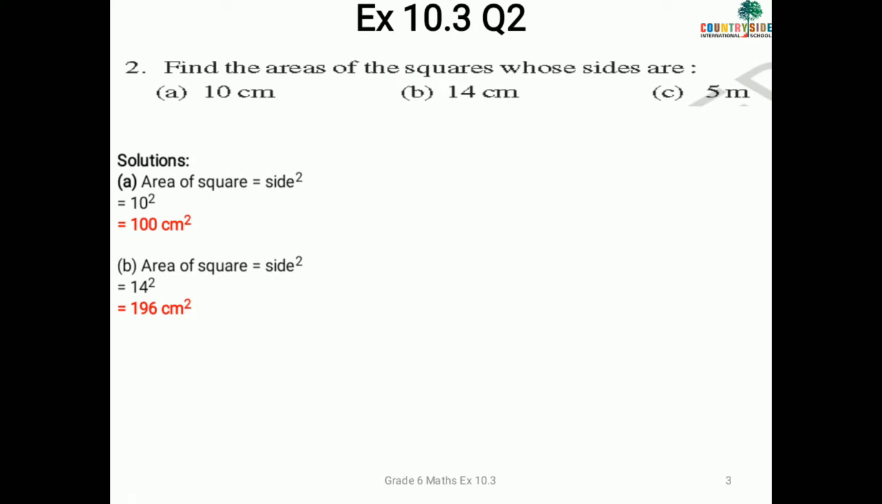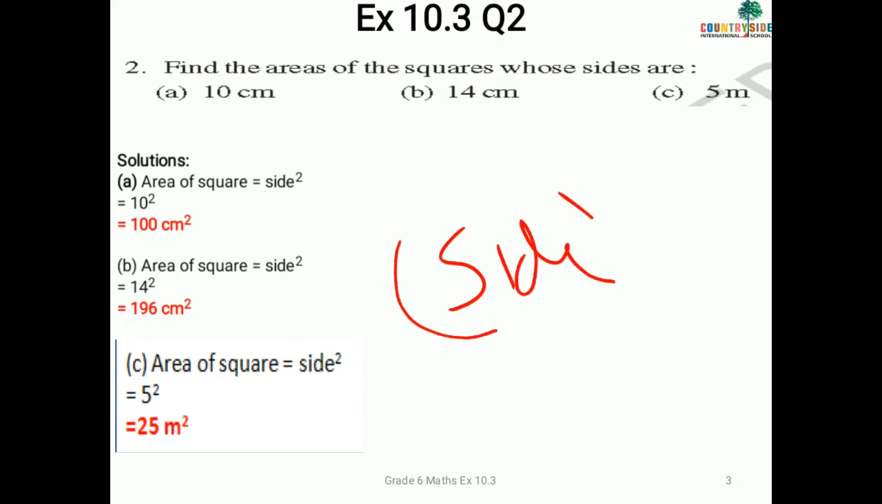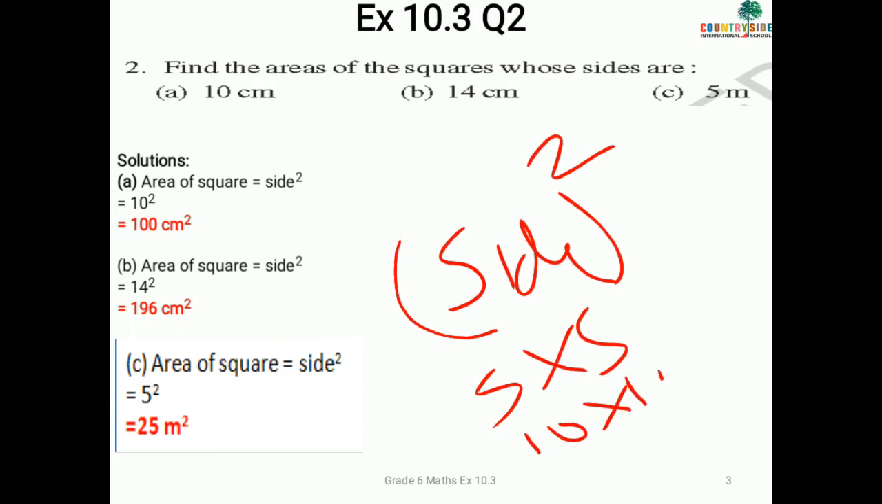In the similar way we will solve for part C. The area of a square is side square. So 5 square, 5 square is 5 into 5, that is 25. In this you just have to remember side square. That is the formula, side into side. In the first one we have 10 into 10, that is 100. I hope you have understood question number 2 as well, and it is really easy. Just remember this formula, side square.